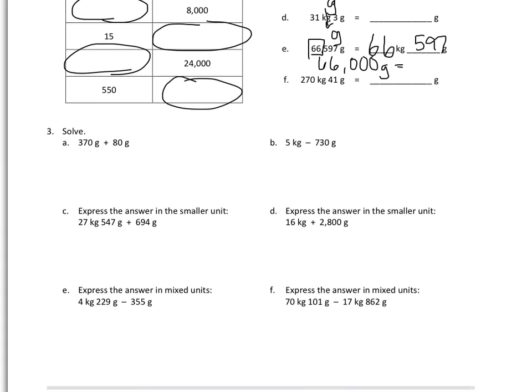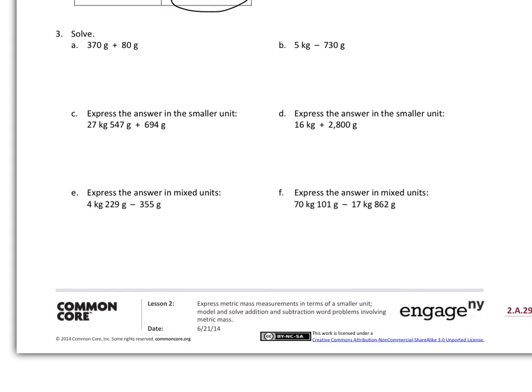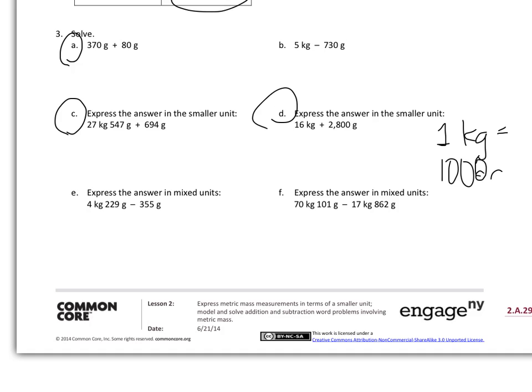Once students are done with 1 and 2, they can come down and solve here. So for the addition, once they solve that, again, they're going to want to take any number over 1,000 and change it into kilograms. So for 3, A and C and D, when they're adding anything over 1,000, they're going to want to change it into a 1 kilogram. So always remembering that 1 kilogram is equal to 1,000 grams. So anytime they have 1,000 grams, they can do that conversion.